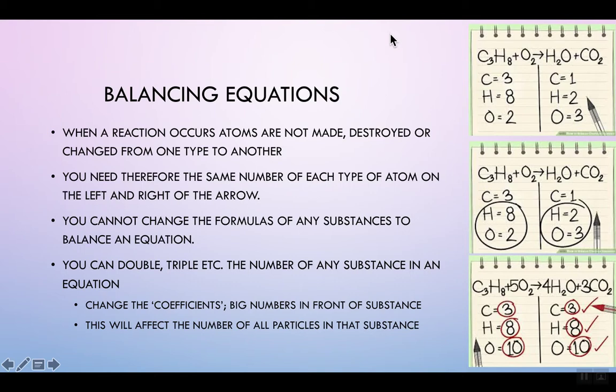Balancing equations. We need to balance an equation because when a reaction occurs, atoms are not made, they're not destroyed, they're not changed from one type to another, so you can't change a carbon atom into an oxygen atom. What we've got to have, therefore, in our equation to show this is the same number of each type of atom on the left and right hand side of the arrow.